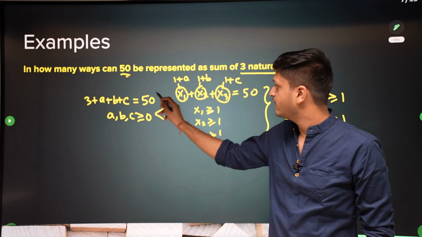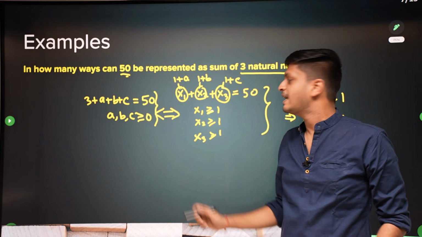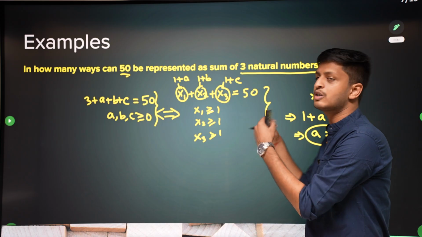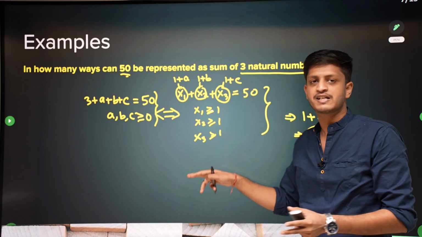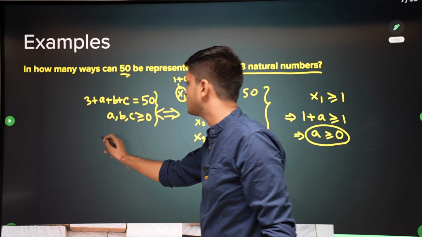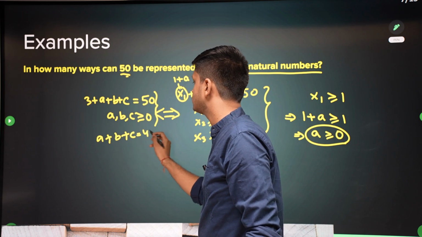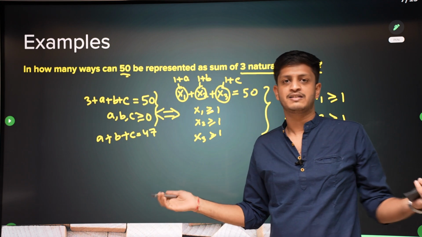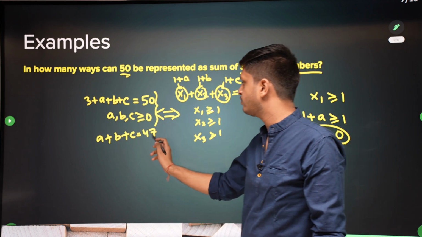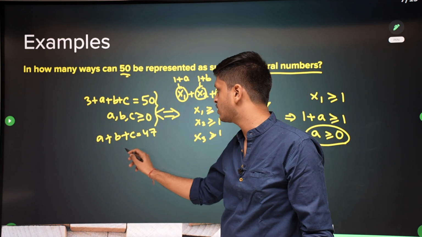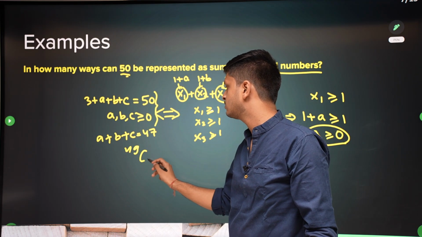And this equation I already know how to solve. Basically I am giving 1, 1, 1 to x1, x2, x3 already. So now 50 becomes 47 only, right? So this equation is nothing but a plus b plus c is equal to 47. And now a, b, c can be anything greater than or equal to 0.